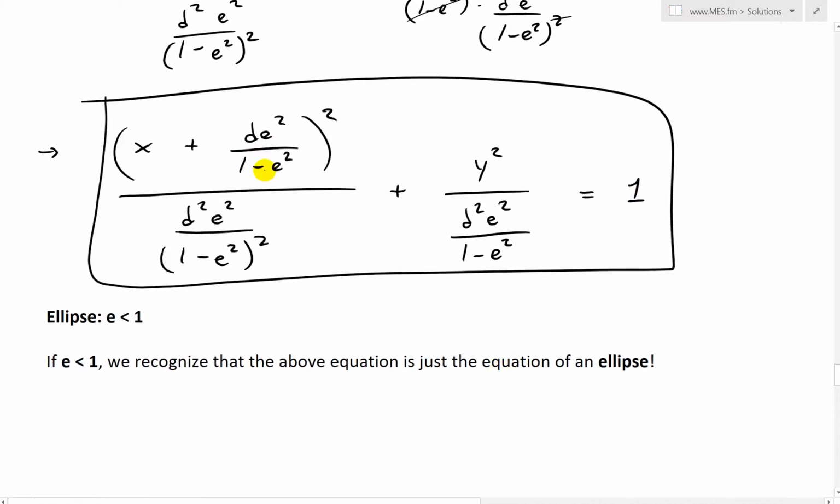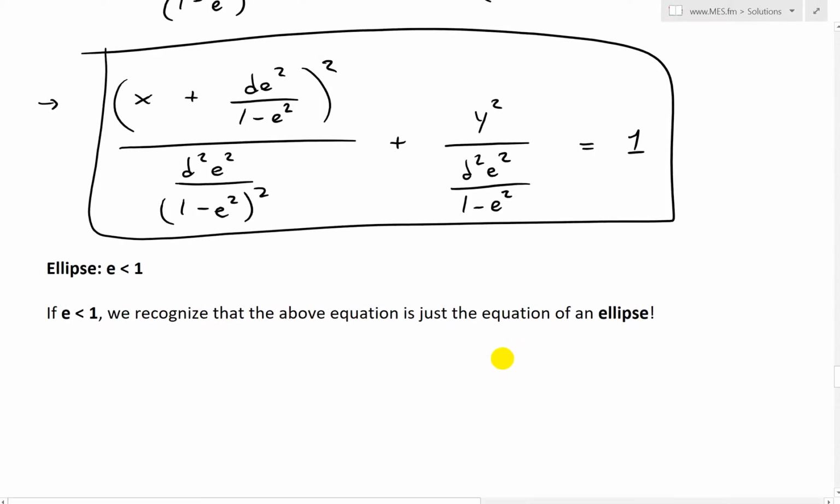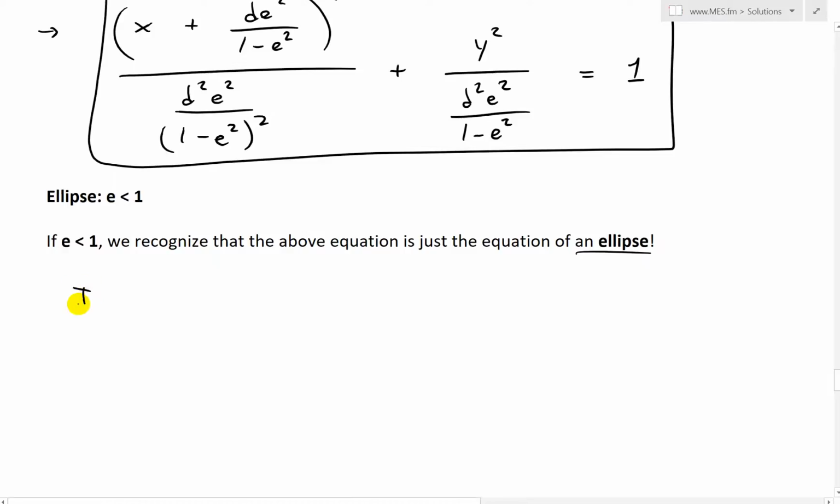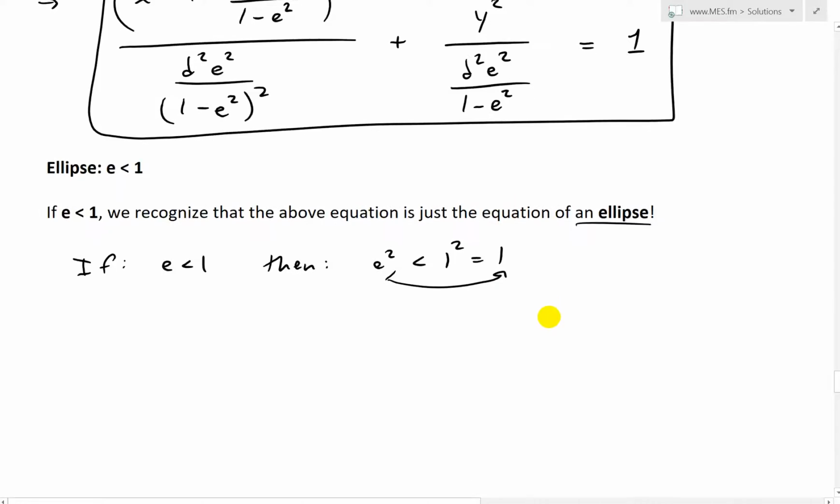And yeah, that's because if you look, these are all just constants here, and they look just like a typical ellipse or hyperbola. But in fact, now let's finally look at the case for an ellipse, when e is less than 1. So if e is less than 1, we recognize that the above equation is just the equation of an ellipse, and this is because if e is less than 1, then, if you square both sides, you just get e squared is less than 1 squared, which equals 1. And what I'm doing now is moving this over to this side. So what we get is 0 is less than 1 minus e squared.